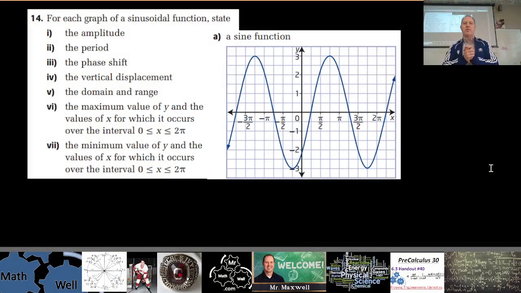All right, so 5.2 number 14. What we're doing is identifying important aspects of the graph, and then we're going to put it together. Oh, I guess we don't have to come up with an equation for this one. Oh, whatever. Oh, yeah, we do.